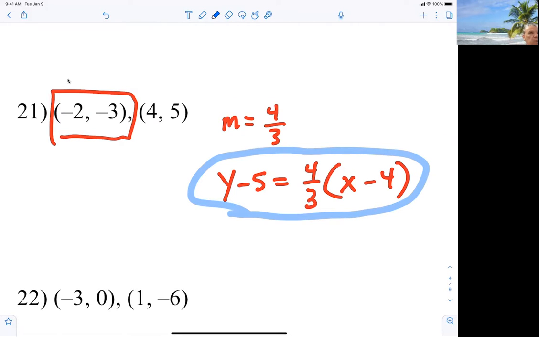All right. Does anybody have any question with 21? The person writing the equation chose the point (4, 5), not (-2, -3). You have an option. You can choose either one of those points. All right.